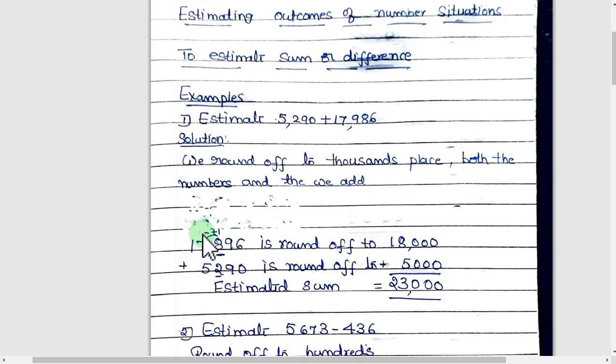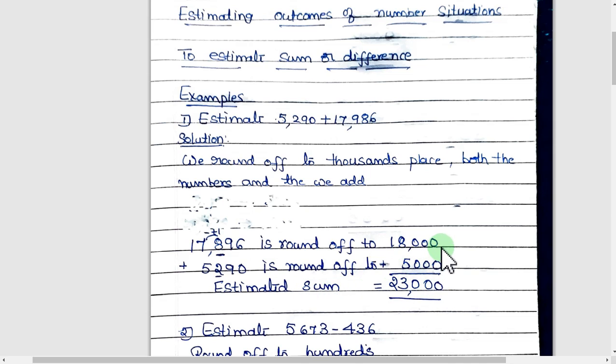Now while adding 1 to 7, we get 8, the 1 will remain as it is, and these 3 digits become 0: 18,000. Now 5,290. See here, this is thousands place. We have to check the hundreds place digit. Hundreds place digit is less than 5. So less than 5 means we don't have to add, 5 remains 5 only, but these 3 digits become 0. So now we get after rounding off to thousands place 5,000.